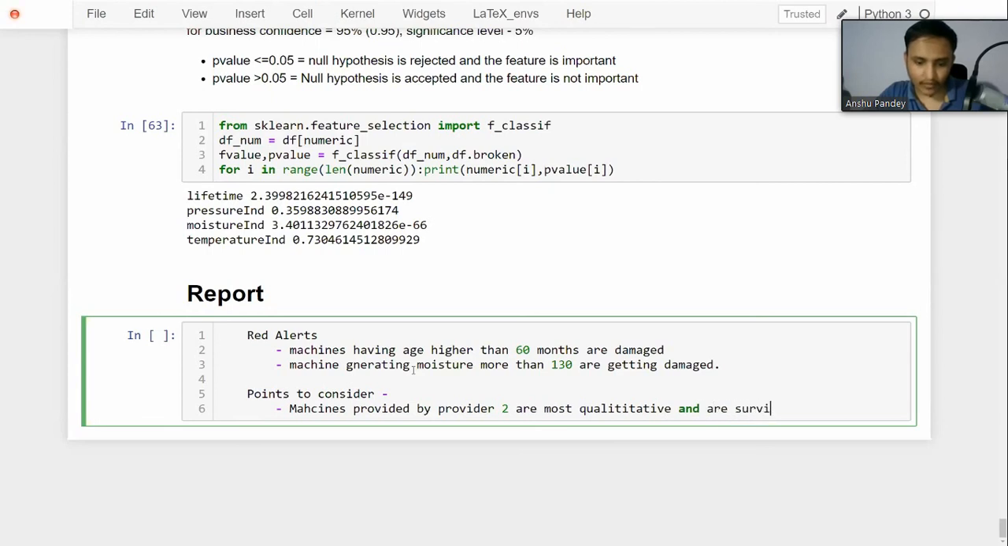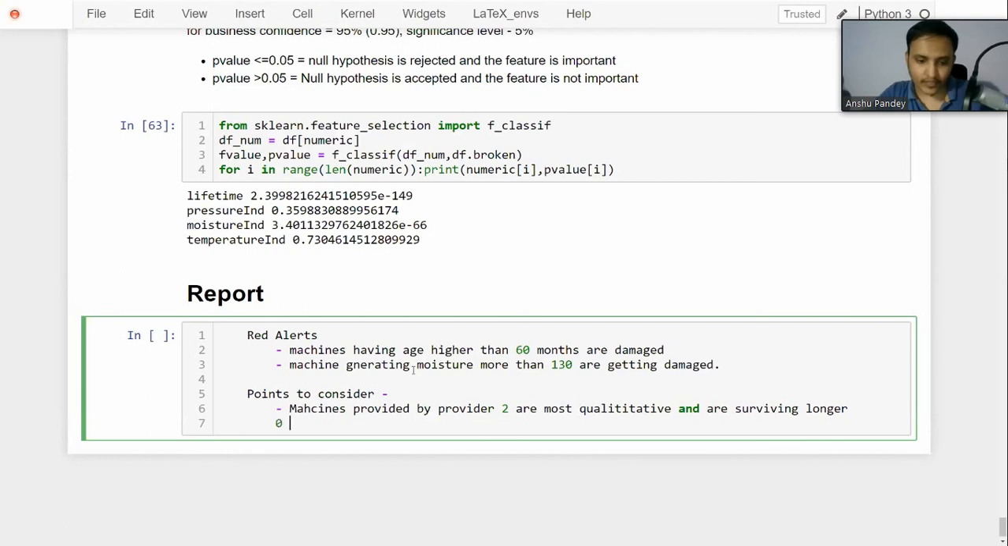And are surviving longer, whereas machines provided by provider 3 are damaged early.